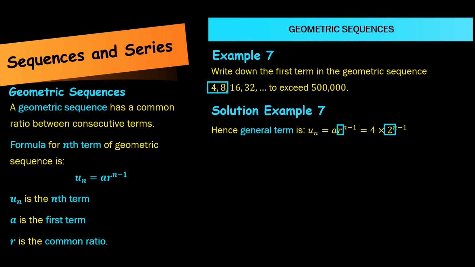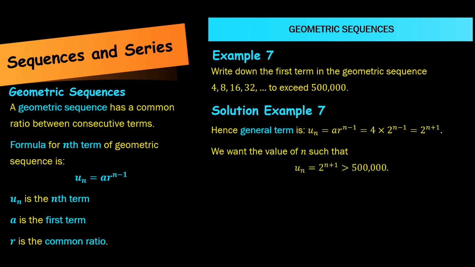multiplied by r, which is the ratio between consecutive terms, so 8 divided by 4 here, which is equal to 2, raised to the power n minus 1. This equals 2 to the power n plus 1. We require the value of n such that the nth term is greater than 500,000. And of course the nth term is 2 to the power n plus 1. So we need to solve 2 to the power n plus 1 is greater than 500,000.